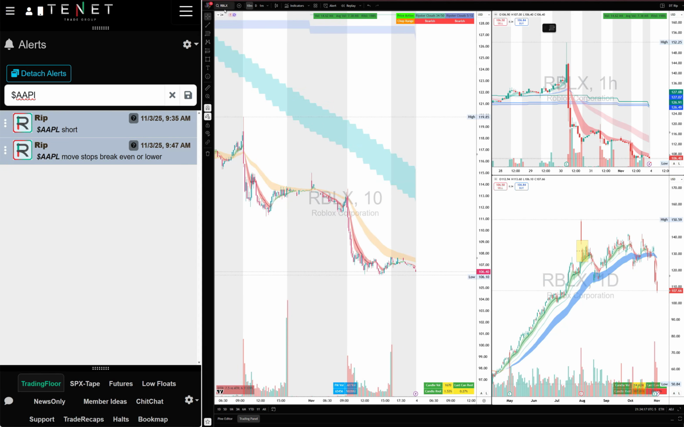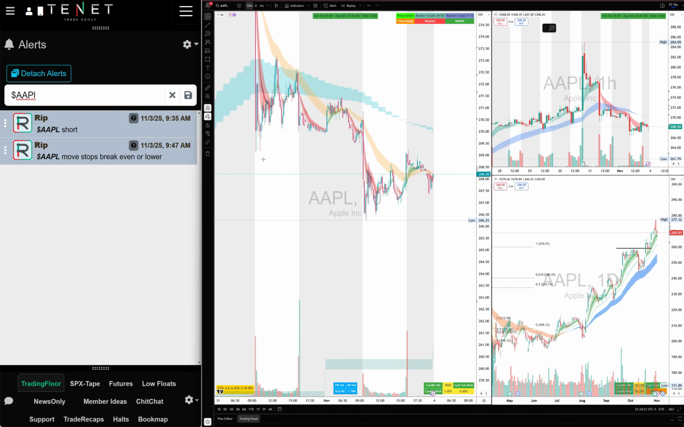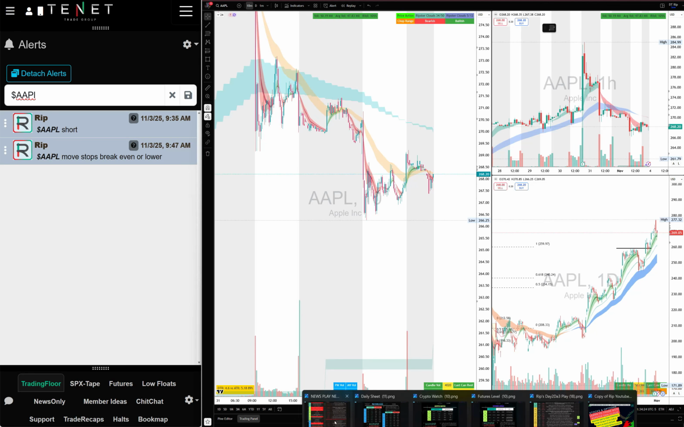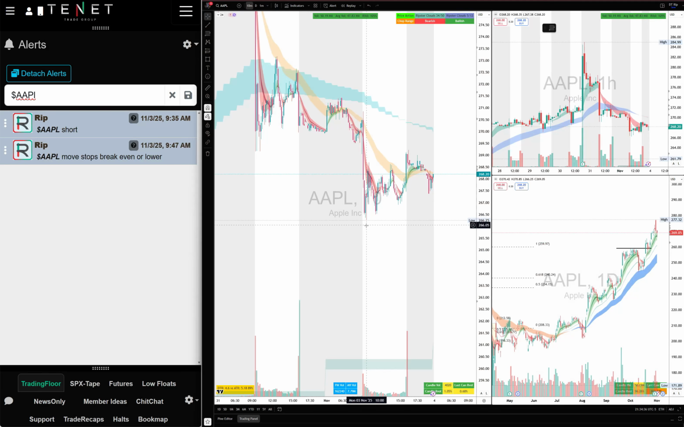So there were other setups. Apple was earnings day 2. Remember, Apple had earnings, so today it was a short. Right at the open, I told the traders to short. If you see my pre-market planning on Apple, this was highlighted as red: bearish bias as long as under MTF. So I already told it's a bearish bias, short under Friday lows. Every plan is given in the pre-market, and you see that it faded from 269.50 to 266.25 by 10 a.m.